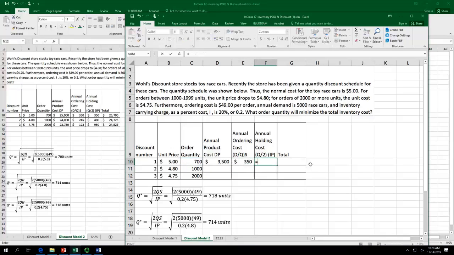And the holding inventory cost equals Q divided by 2 times the percentage 0.2 times the unit price. So the total should be the sum of the three. Oh, I think this one is wrong. You should multiply the price times the yearly demand, which is 5,000.